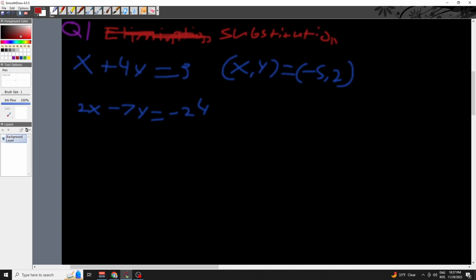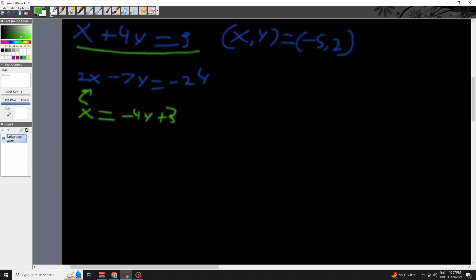So, we're going to start out by isolating this x. Let me get it green. Start by isolating this x. X is equal to negative 4y plus 3. You can substitute this into here now, and you will get 2 times negative 4y plus 3 minus 7y is equal to negative 24. From here, you'll distribute.